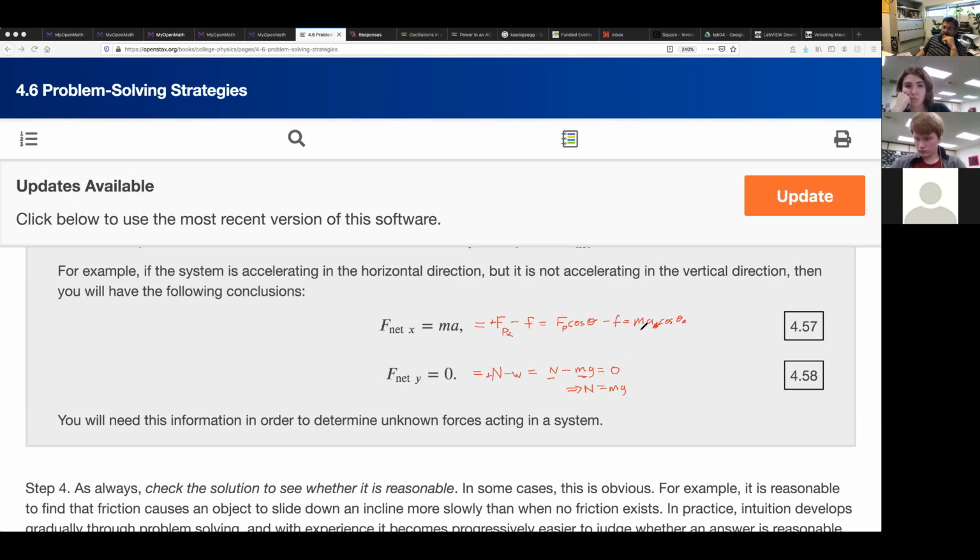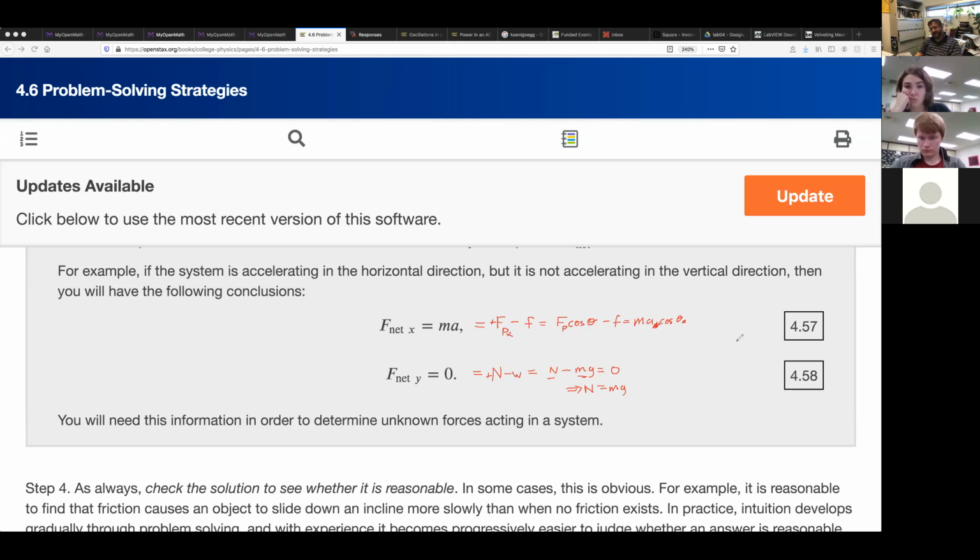Maybe up here, you don't know what the friction is, but you know the pull force, and you know the angle, and you know the acceleration, and you know the mass, and you know whatever else. And you try to solve for things that you don't know using things you do know. And of course, you do want to check to make sure that it's a reasonable solution.